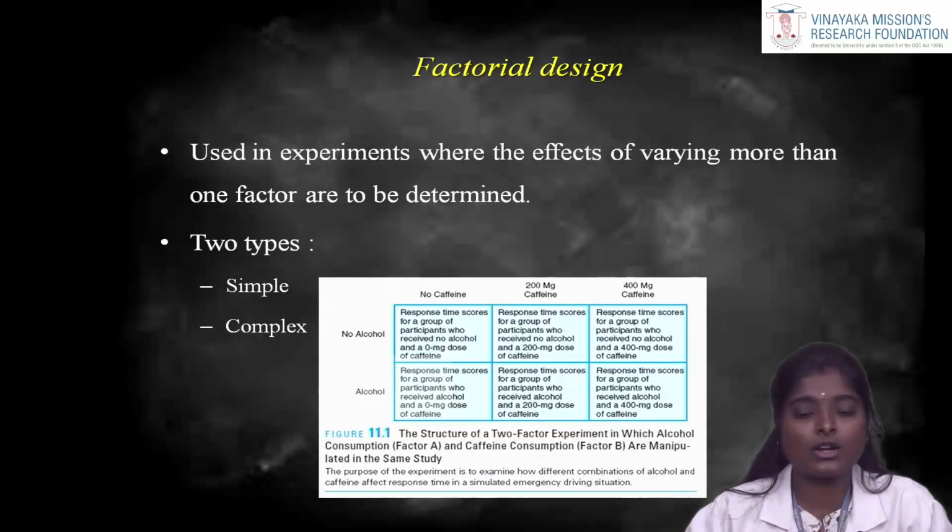And the step ahead of this is factorial design, where it is used where effects of varying more than one factor are to be determined. It will be simple and complex. For example, here the purpose of the experiment is to examine how different combinations of alcohol and caffeine affect response time in a simulated emergency diving situation. So here, for example, in box 1, the response time scores for a group of participants who received no alcohol and 0 mg dose of caffeine. Similarly, for the second group, response time scores for a group of participants who received no alcohol and 200 mg dose of caffeine. So in this way, separate factors are determined initially. So this is factorial design.